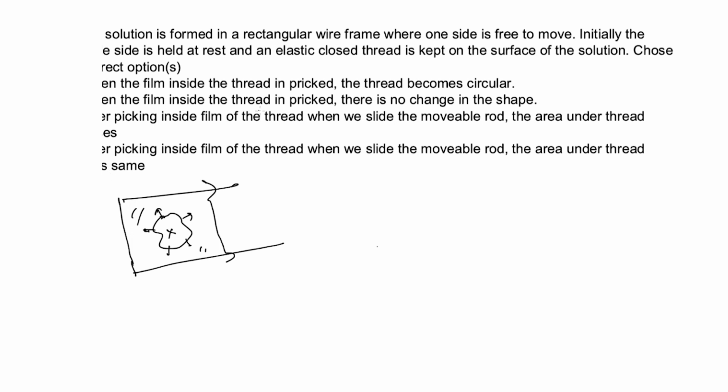When the film inside the thread is pricked, there is no change. This will not be the correct option. After pricking inside the film, when we slide the movable rod, after it is pricked, this becomes circular and we are sliding this rod. It says whether the area under the thread will increase or remain same. Definitely it will remain the same because the force remains same. This surface tension force will not change. The area will change, and for that we are doing some work. So that area will not change. So this option D will be a correct option.